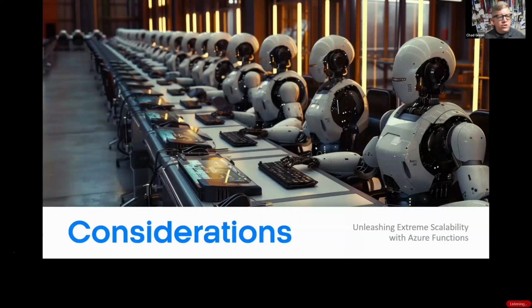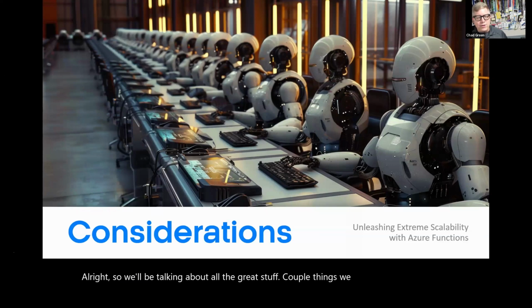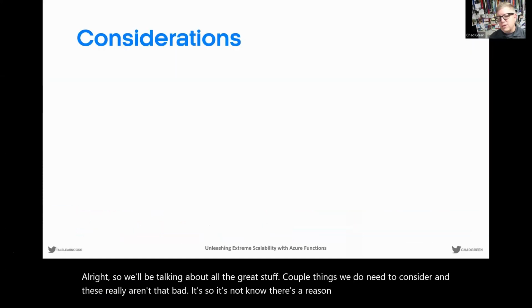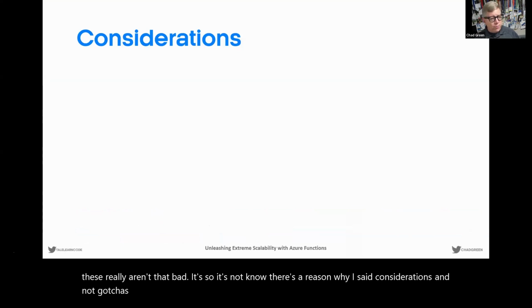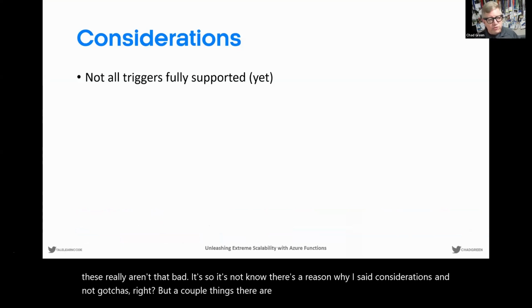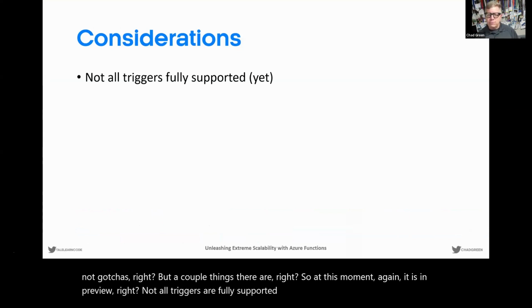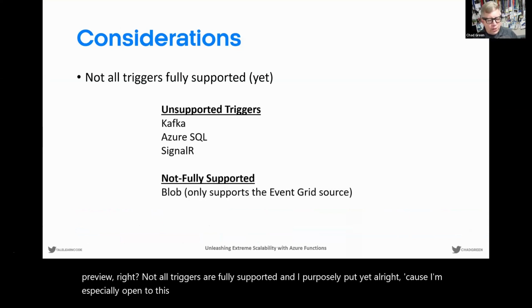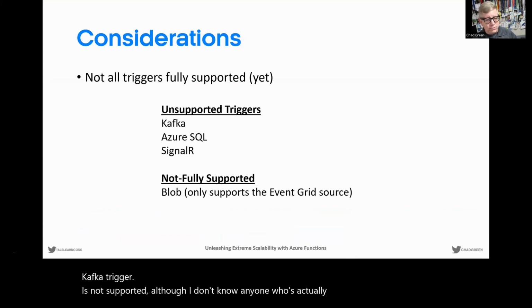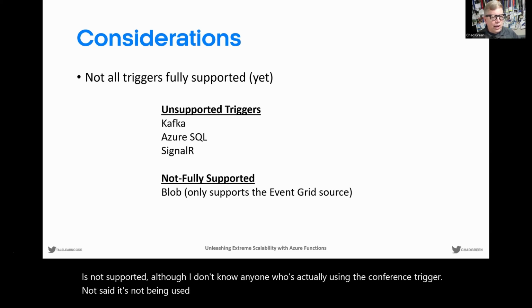All right, so we've been talking about all the great stuff. A couple things we do need to consider, and these really aren't that bad. There's a reason why I say considerations and not gotchas, right? But there are a couple things. So at this moment, again, it is in preview, right? Not all triggers are fully supported, and I purposely put yet, right? Because I'm especially open on this one. So there are a couple unsupported triggers at this point. The Kafka trigger is not supported, although I don't know anyone who's actually using the Kafka trigger. Not to say that it's not being used, but I am a little bit disappointed that the Azure SQL one's not there yet.